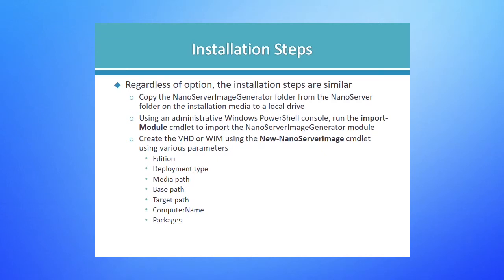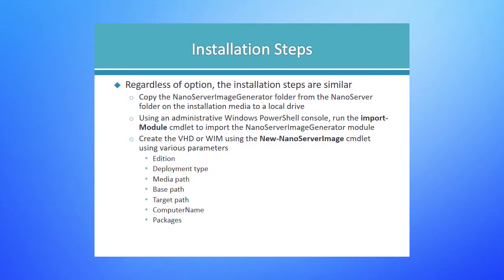Now, regardless of which one of those options you choose, the installation steps are going to be pretty similar. The first step is to copy the NanoServer image generator folder from the NanoServer folder on the installation media to a local drive. We're on an existing computer that is running Windows PowerShell. Then we'll use the administrative Windows PowerShell console.